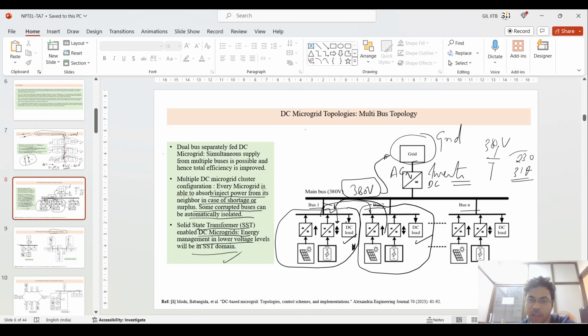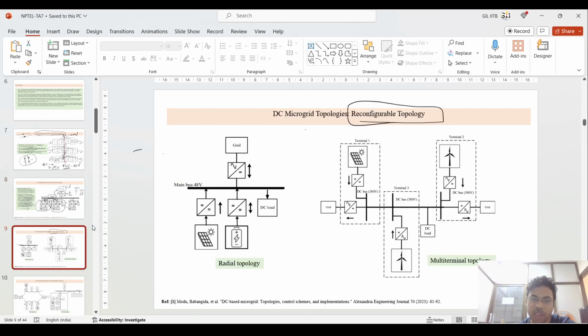Why? You cannot connect two generating sources as bus 1, because bus 1 has certain specified limits. But that is possible in the reconfigurable topology, which you can see in this. If you see this, the left side is the radial topology and the right side is the multi-terminal topology.